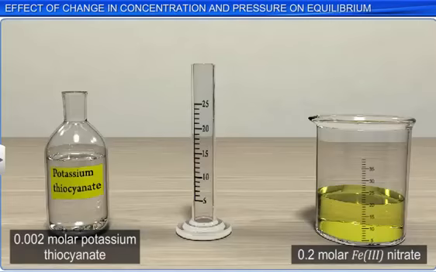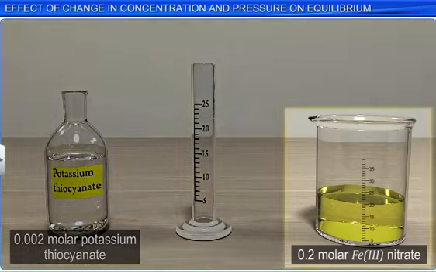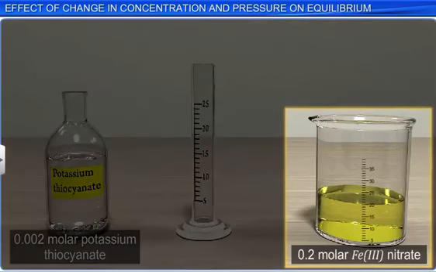The effect of change in the concentration of the products and reactants can be readily known through an experiment. In a beaker, take 20 ml aqueous solution of 0.2 molar iron 3 nitrate. It is pale yellow in color.